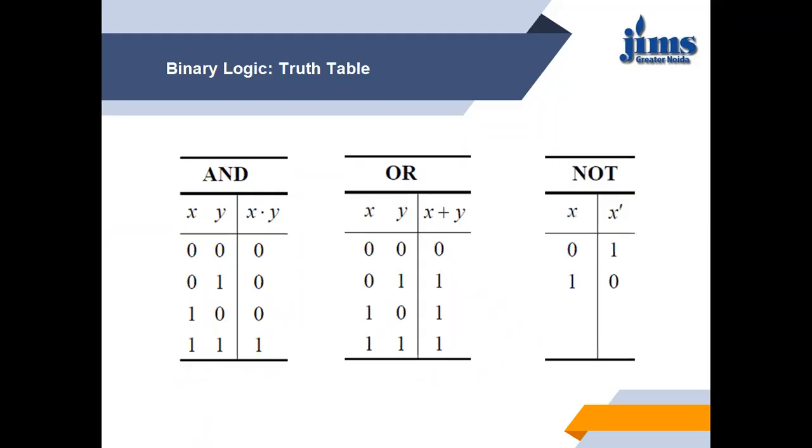Now for the NOT gate, we have only a single input x, and the output z equals to x bar. When x is 0, output is 1. When x is 1, output is 0. So here, as there is only a single input, that means n equals to 1. So 2 raised to the power 1 is 2. So there are only two possible values of input, either 0 or 1.